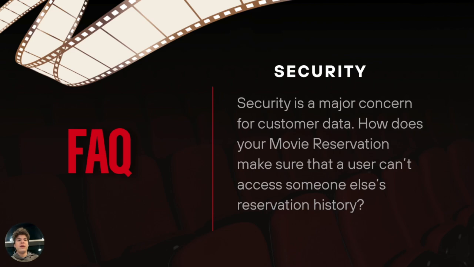Now, for security. Security is a major concern for customer data. How does your movie reservation make sure that a user can't access someone else's reservation history? Each client session is tied to its own user, and all reservation lookups are filtered based on that specific user ID or name. The server only returns reservation data that belongs to that user, so there is no way to request another person's booking information. This separation ensures that user data stays private and cannot be accessed from other accounts.